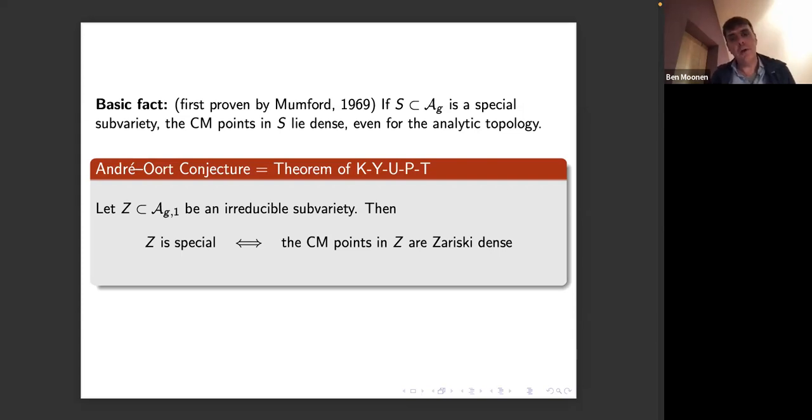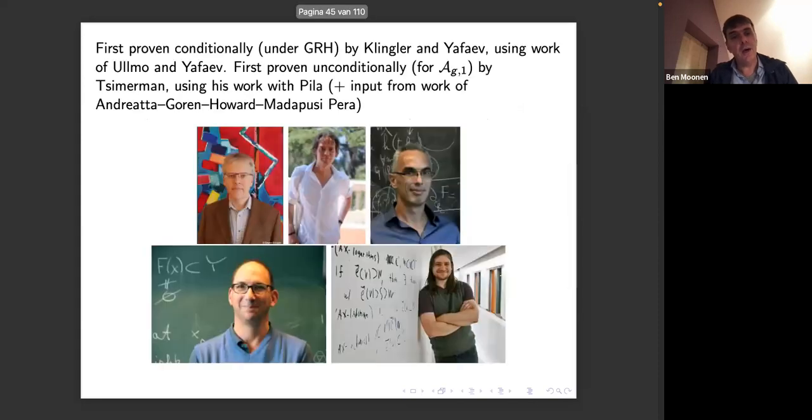This has led to a lot of work by lots of people. The conjecture was, and now it's a theorem, that an algebraic subvariety is special if and only if the CM points are Zariski dense. I say it's the theorem of, and I give lots of initials. Well, you probably know the story. You had Jacob lecturing last week, so he told you a lot more about this, I guess. Of course, there was first a conditional proof under the Riemann hypothesis, and then Pila and Zannier developed a different approach. And then, with a lot of input from André and coauthors, ultimately Pila was the first to prove it unconditionally for the moduli space of abelian varieties. So this is now a solid theorem.